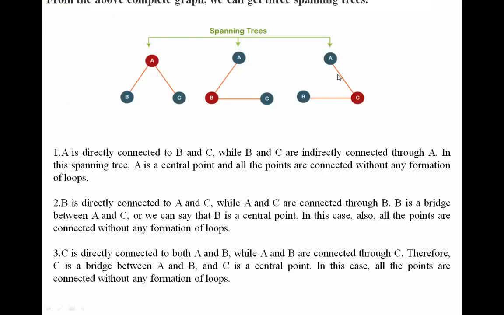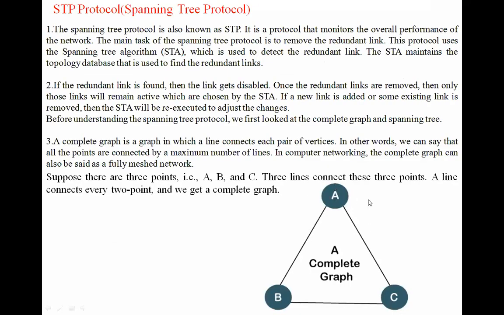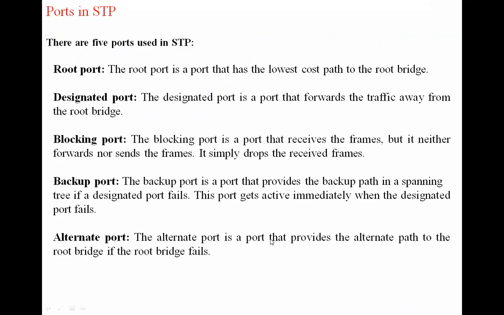We can call this one a root bridge. A is called a root bridge. So this is going to create one complete loop. We are considering A as a root bridge. If you consider B as a root bridge, that is going to make a complete loop. If C is a root bridge, we can make a complete loop from A to B. Same thing is written here. It has to make the lowest cost path to the root bridge.